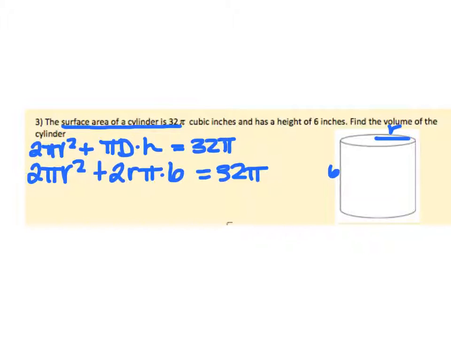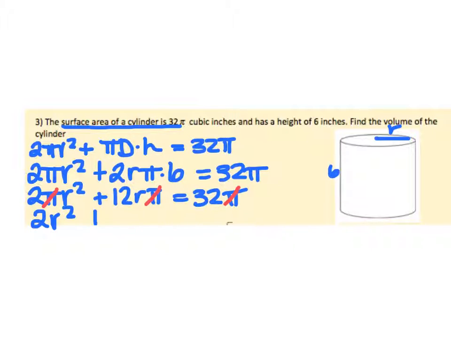And then I'm just going to continue to simplify here. So 2 pi r squared plus 12 r pi equals 32 pi. And once again, you've got pi's in every term, so they're going to divide out. So I have 2r squared plus 12r equals 32.